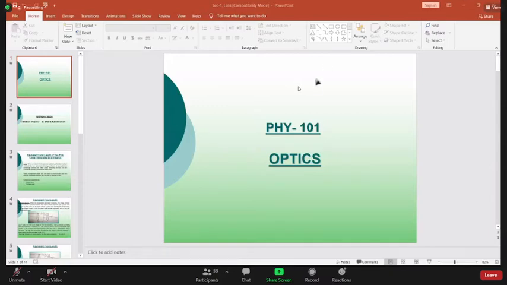For optics, you will follow these laws. This one, you see. Okay, this one. Okay, ma'am. Thank you.